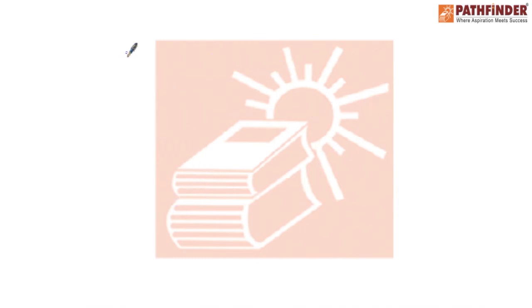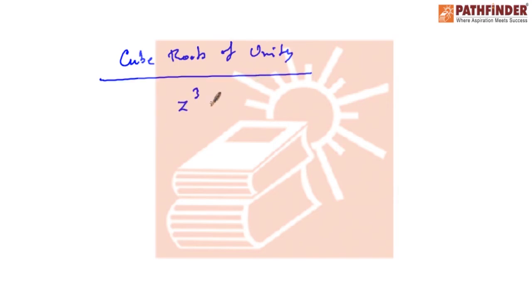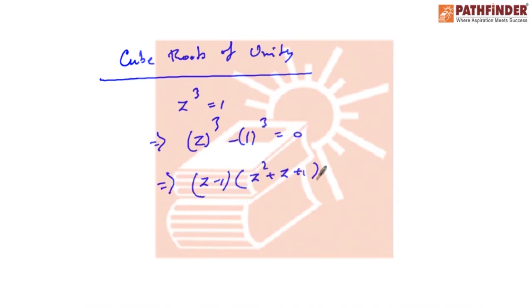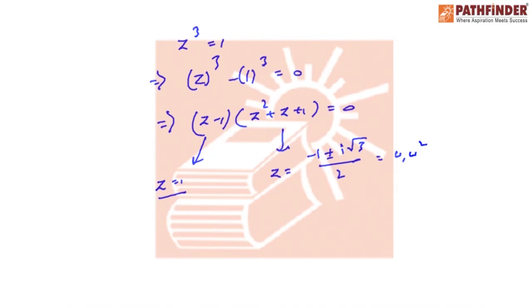Now we study the concept of cube roots of unity. If you have an equation z cube equal to 1, then you can rewrite it as z cube minus 1 cube equal to 0. On factorizing, this becomes (z minus 1) multiplied by (z square plus z plus 1) equal to 0. From this we get one of the roots to be equal to 1, and from this equation we get the roots to be equal to (minus 1 plus minus iota root 3) by 2, which we name omega and omega square. Therefore the cube roots of unity are given by 1, omega and omega square.